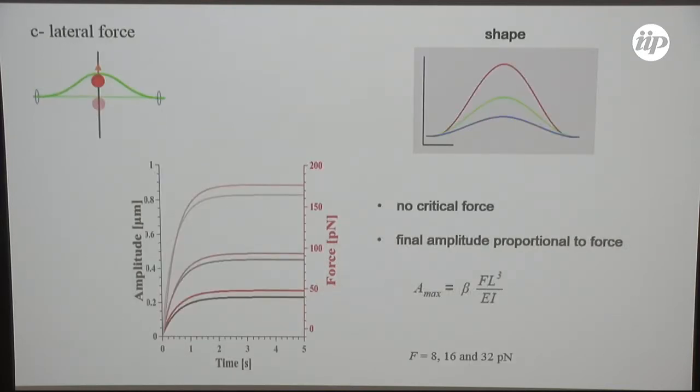For a lateral force, the final amplitude you can even solve analytically, just by applying a constant force in the middle of a microtubule with constraints at the tips. So the amplitude is proportional to the force. The more force you have, the bigger the lateral amplitude of the buckling.